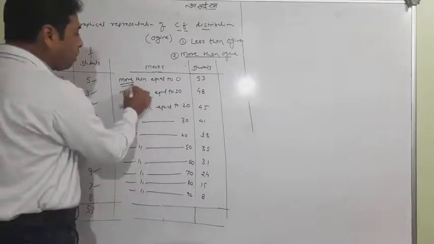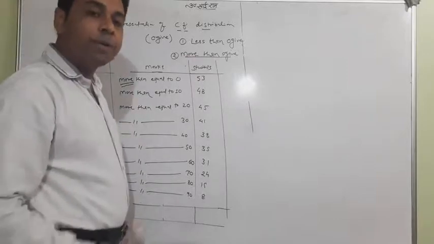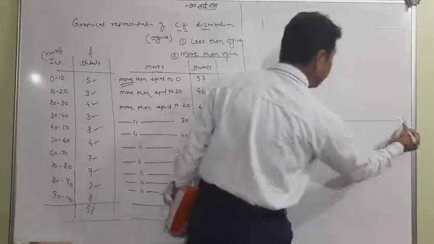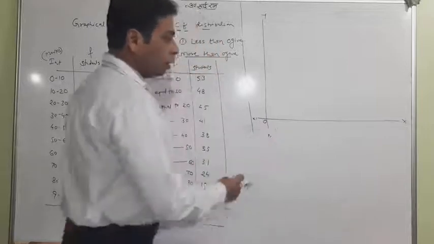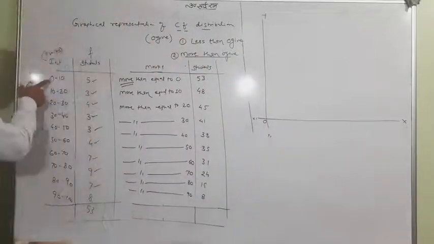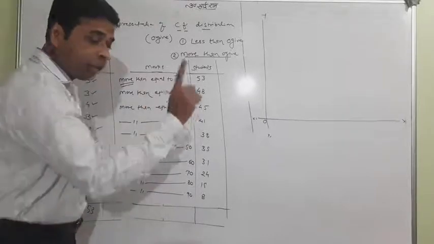By more than type language we can get the more than ogive graph. And how can we make the graph? Let me explain. What you will do is simply make an x and y axis like that, and this particular x-axis will represent the lower limit.